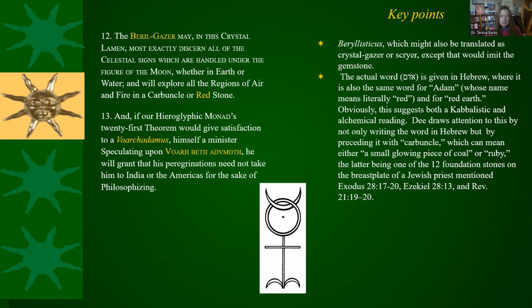Now he draws attention to it not only by writing red in Hebrew, but by preceding it with this word, carbuncle. Usually that's a small glowing piece of coal, this red burning coal, but it can mean ruby. So the mineral that you get beryl from, I mean, ruby, rubies are compressed beryl in terms of the mineral that's in a ruby. And a ruby is also one of the 12 foundational stones on the breastplate of the Jewish priest that is mentioned in Exodus, in Ezekiel, and then again in Revelation. Let's go on to 13.